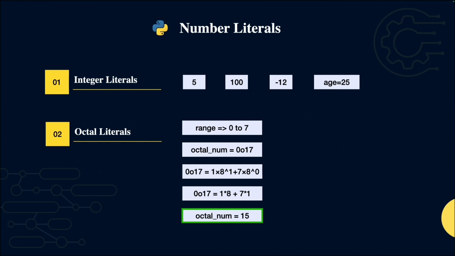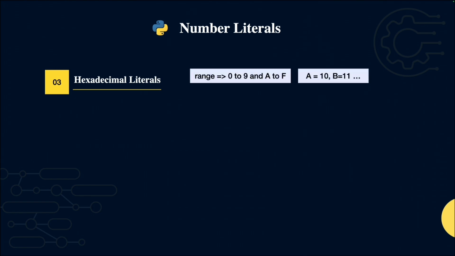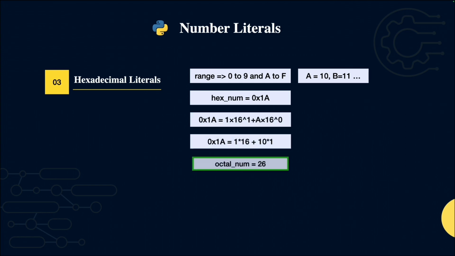Hexadecimal literals. Now let's talk about hexadecimal literals, which represent numbers in base 16. Their range is from 0 to 9 and A to F, where A has a value of 10, B has 11, and so on. Hexadecimal values are commonly used in colors or memory addresses. For example, if we write hex_number = 0x1a, here the 0x prefix indicates to Python that 1a is a hexadecimal number, which is equivalent to 26 in decimal.